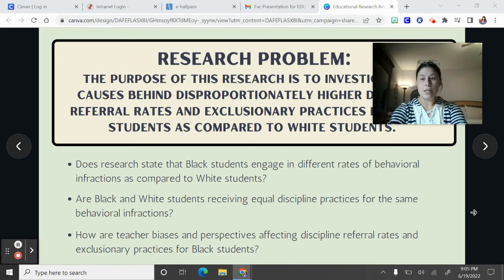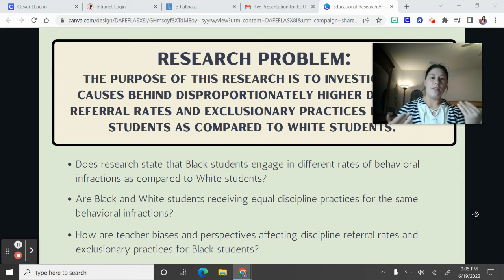So, what are my three research questions? One, does research state that Black students engage in different rates of behavioral infractions as compared to white students? I think that is a really important question to answer when you talk about disproportionately higher discipline referral rates and the use of exclusionary practices, because you want to know, is it disproportionate? Are more behavior infractions being committed? And research shows that no, there is not a higher rate of behavior infractions for Black students as compared to white students. My second research question: are Black and white students receiving equal discipline practices for the same behavioral infractions? You can already guess that, again, research shows, unfortunately, no. I will get into that with the findings from the articles that I selected for this presentation.